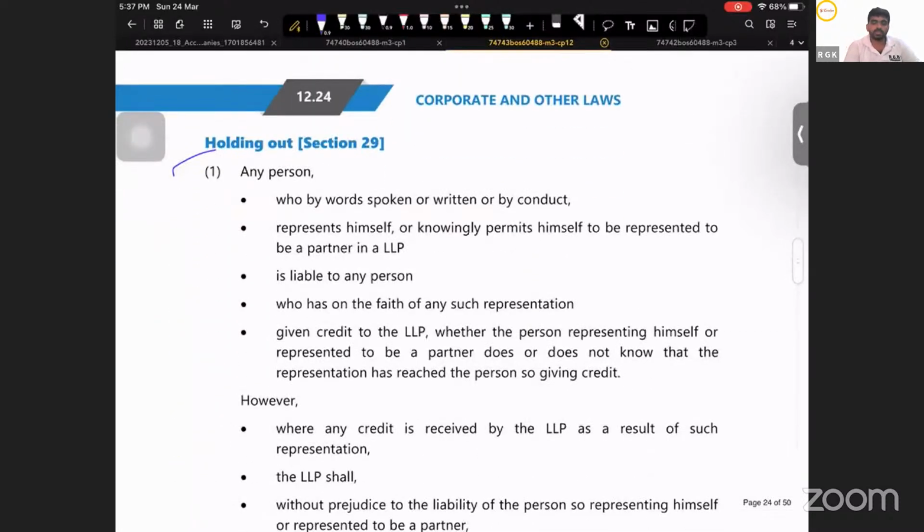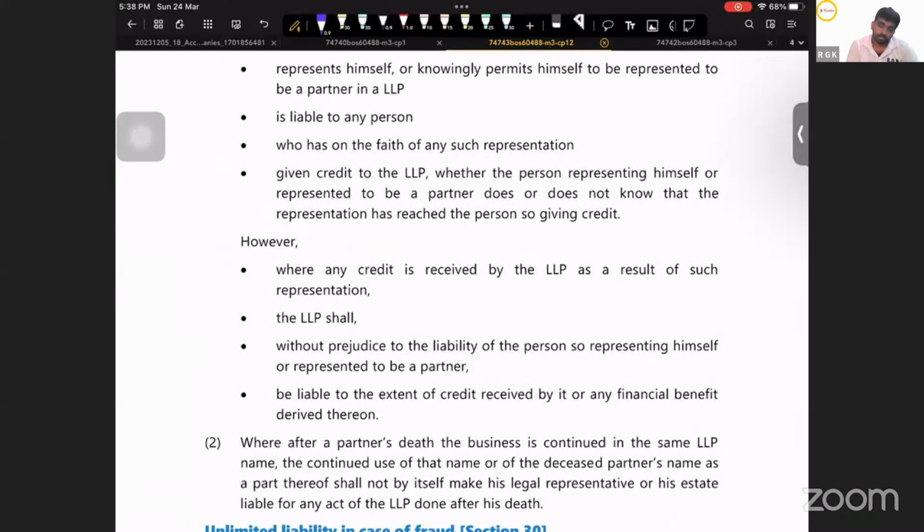Holding out. Any person who holds himself out as a partner in the LLP is liable to any person who has, on faith of such representation, given credit to the LLP. Holding out, the estoppel concept. But where any credit is received by the LLP as a result of such representation, the LLP shall, without prejudice to the liability of the person who is representing himself or represented to be a partner, be liable to the extent of credit received by it or any financial benefit derived thereon.